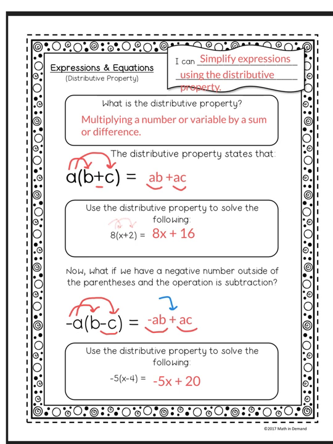Let's look at the one with actual numbers in it. We're going to start by multiplying negative 5 by the x, and I get negative 5x. Then I'm going to multiply negative 5 by negative 4. Yes, that's a negative 4 because there is a minus sign in front of it. So a negative times a negative is a positive. Again, that is why that is a plus sign right there. And then 5 times 4 is 20.